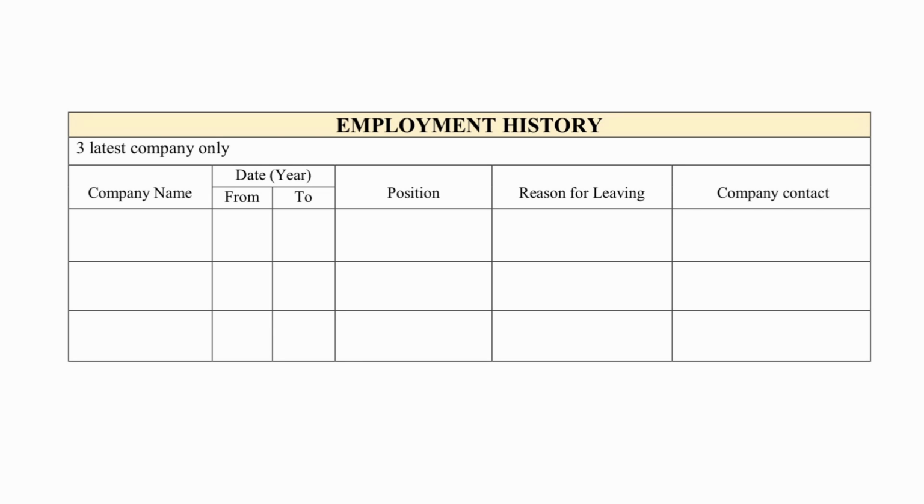Also, they need to put their previous company name, date, or year when they started and ended at their previous job. Applicants must put their positions and provide their reasons for leaving and company contacts such as email address and contact number. In this way, we can use this information to contact past employers to verify a person's employment or conduct a background check.